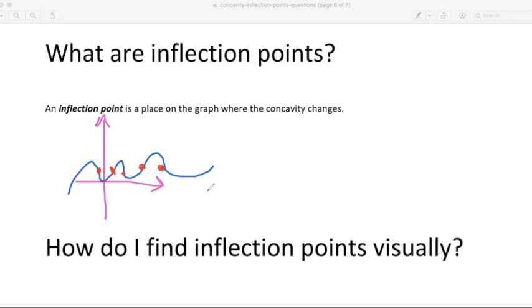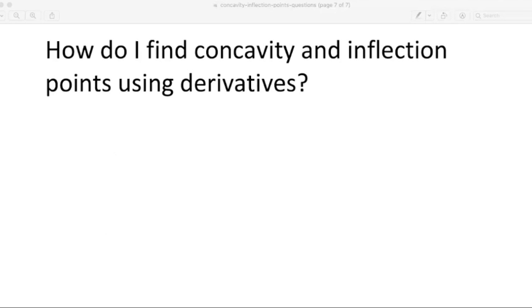So this has 5 inflection points that you can recognize just by using your eyes for what looks like concavity and seeing, does it change from concave up to concave down or vice versa? Now, how do you find concavity and inflection points using second derivatives? So we're going to have a sign chart process.